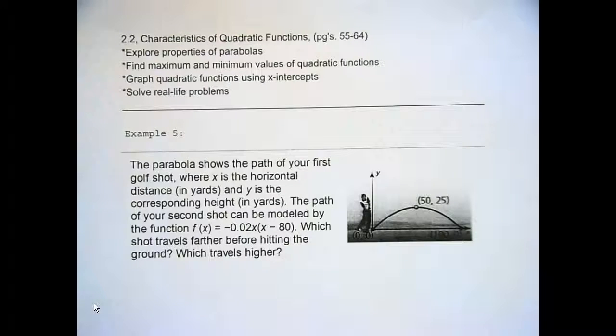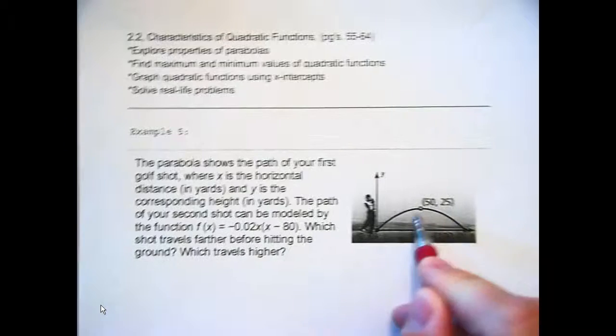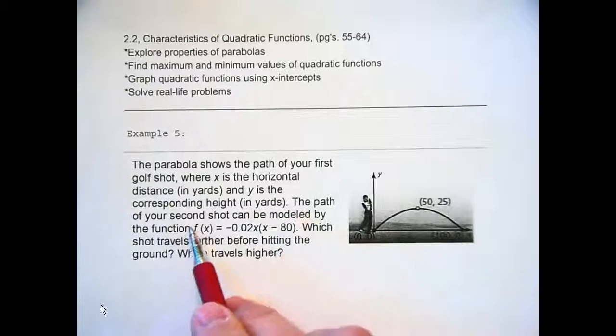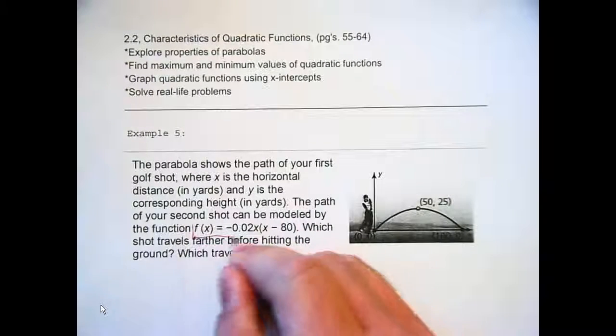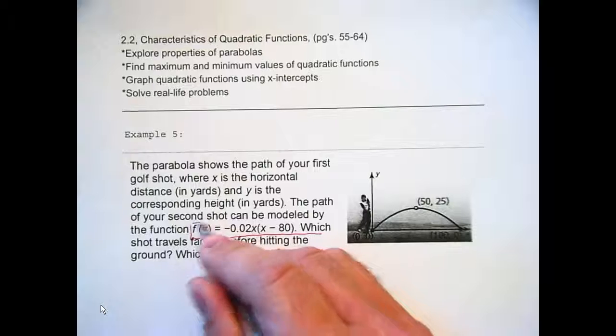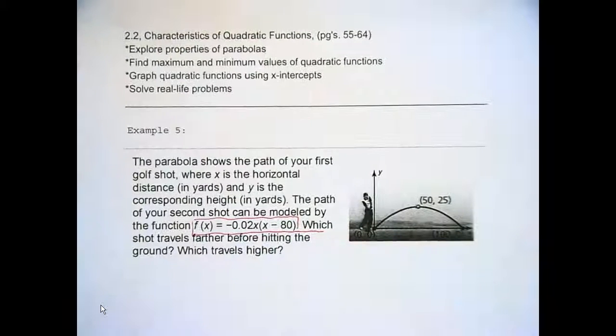Kind of a continuation of yesterday's lesson about quadratics, their characteristics. Let's go through it together here. The parabola shows the path of your first golf shot, where x is a horizontal distance in yards, and y is the corresponding height. So we've got our first golf shot here. The path of your second shot is this function. So this is our second one. Which one travels farther before hitting ground, and which one travels higher?